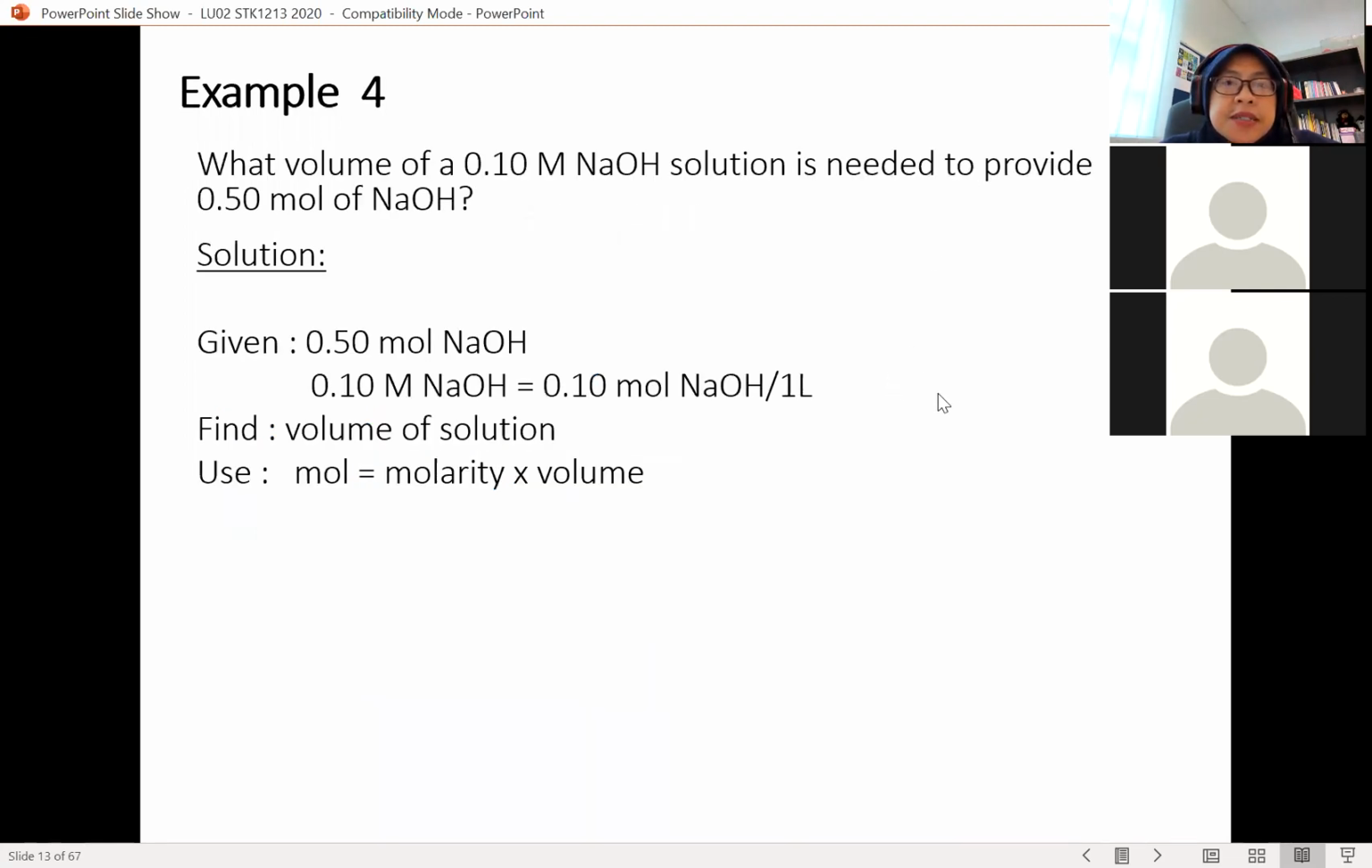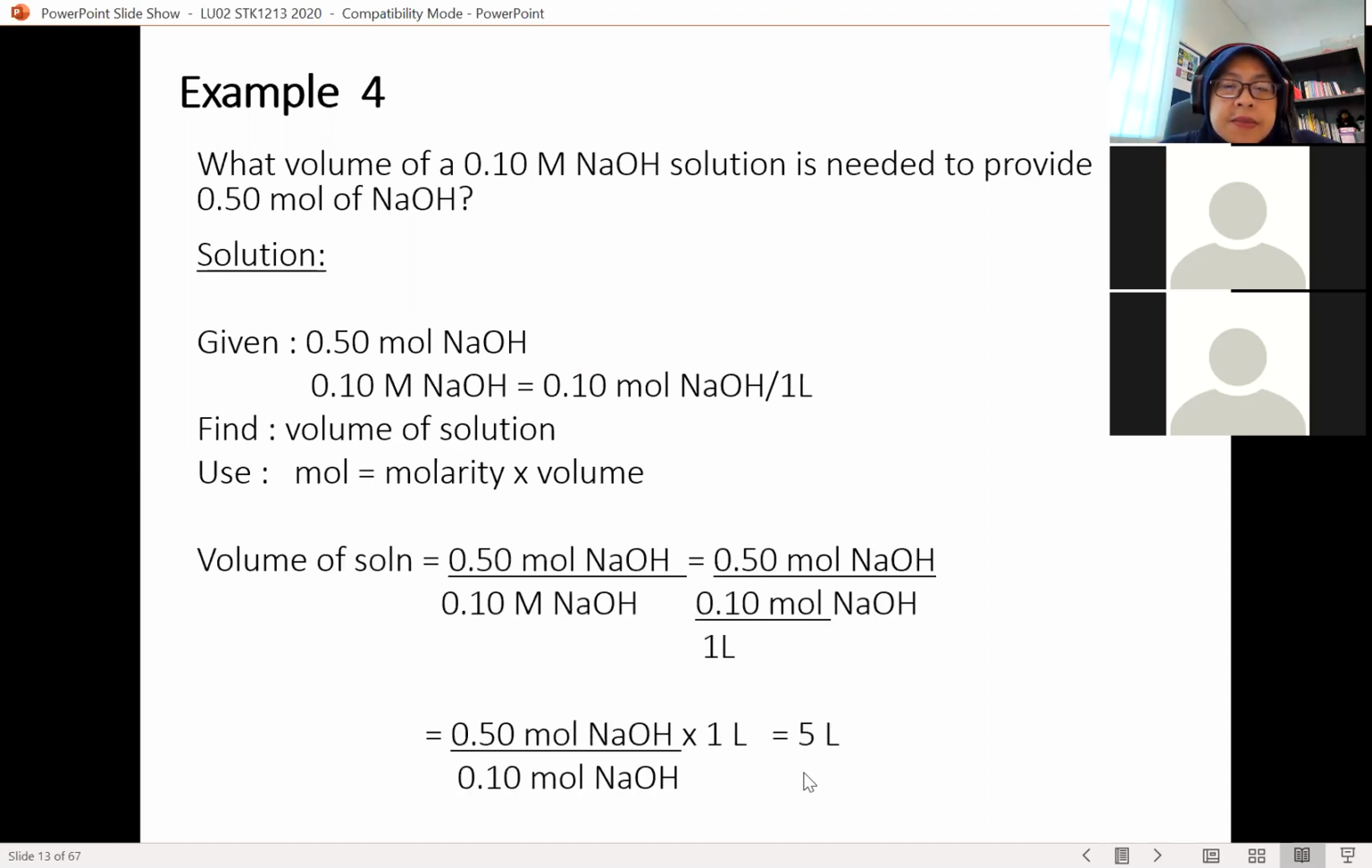Next example, what volume of a 0.1 molar NaOH solution is needed to provide 0.5 mole of NaOH? So you have the information for molarity and mole. So you need to find the volume. Okay, so you use again this formula and you get 5 liter. Hopefully you answered correctly.